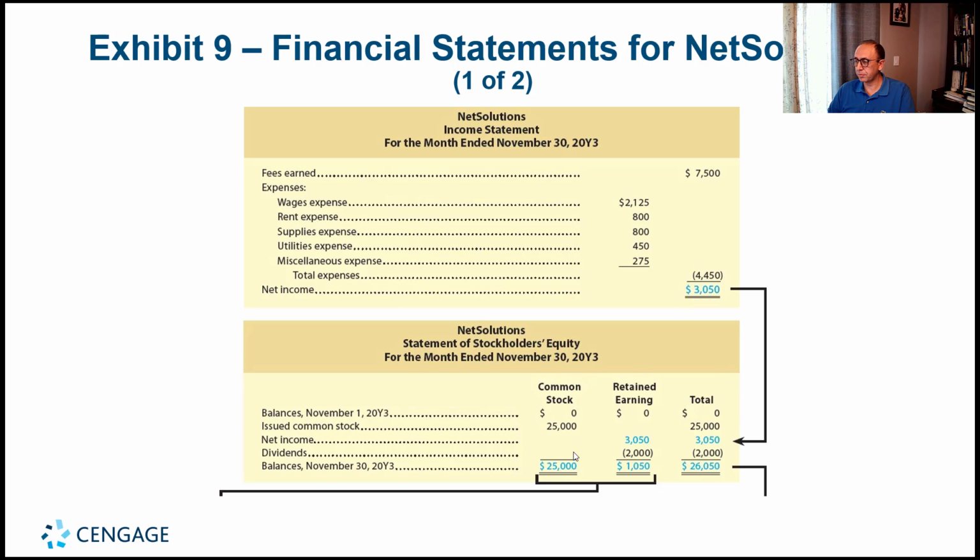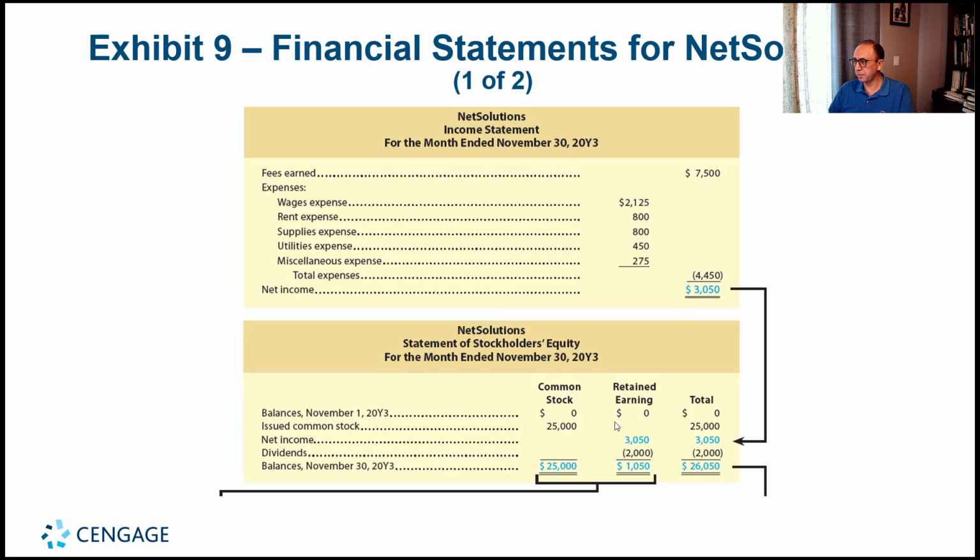The common stock represents the contributions of the owners or the shareholders. Retained earnings is the net value of net income minus all the dividends distributed. So this is what we call the retained earnings, or the earnings that are retained in the business. So I think the title explains it all. And then we have a total column.